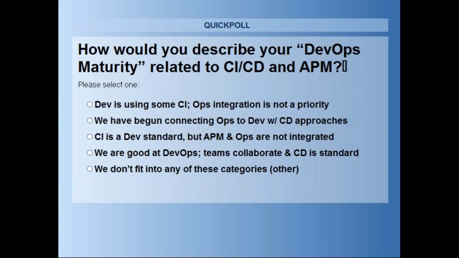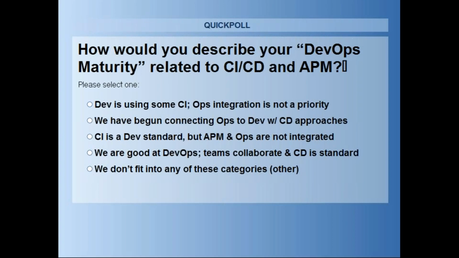Yeah, and this really ties into the discussion that we just had. So where do you think you are? The first 4 questions are tied to those 4 quadrants. Do you think devs are using some CD, but ops is not yet even on the radar, and we're trying to connect those 2? That would be more Quadrant 2. Or CI is a standard, everybody in dev is using Jenkins or something else, but we really don't have the ops stuff connected yet.